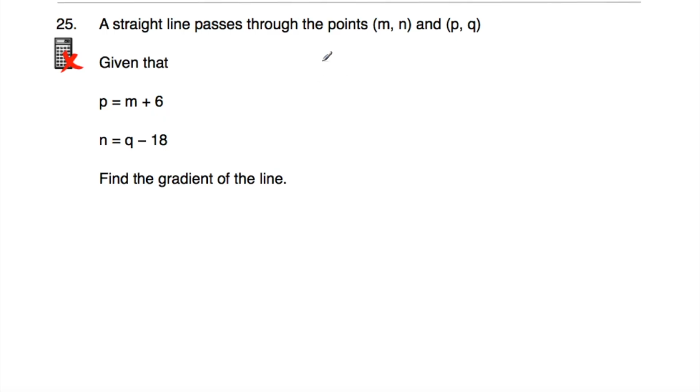So let's do that. So we've got M, and then instead of N, we've got Q minus 18, so Q minus 18, that's that point. I'm just going to put a comma in there. And then in terms of this point, we had P, but that's equal to M plus 6, what we're told in the question, and then we've got Q. Okay, so we've got our points now, and they've just got m's and q's in terms of the letters, the variables, and we've got here m, q minus 18, and then m plus 6, q.